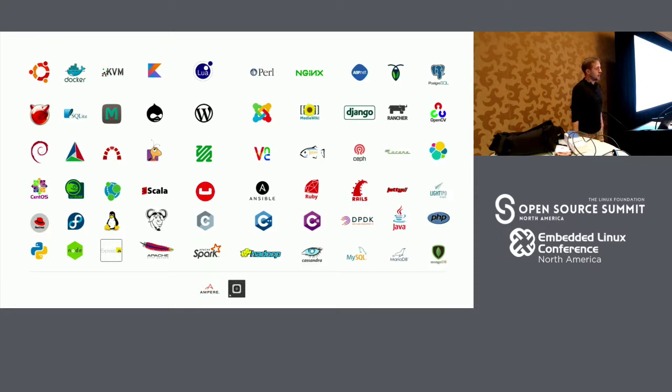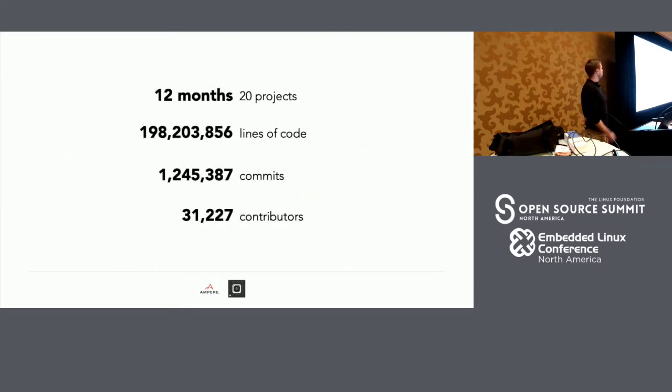And to put in perspective how big this problem space is and how much it can change, I took a look at 20 pretty large open source projects, just 12 months of the history of these projects. There was 200 million lines of code across the projects that I sampled. So again, these are big active open source projects like the Linux kernel. Over the past 12 months, there's been 1.2 million commits by 31,000 contributors. So this is a pretty substantially high amount of change.